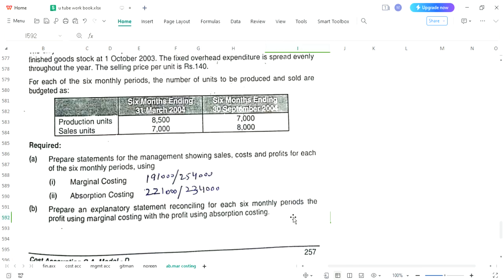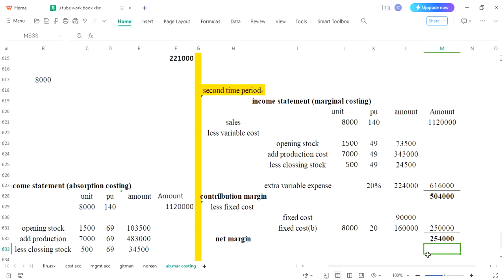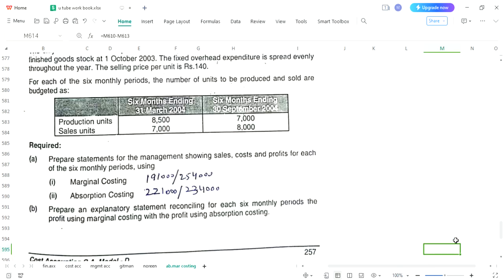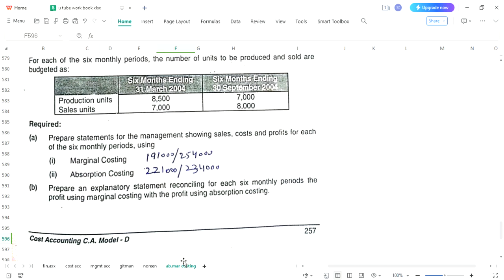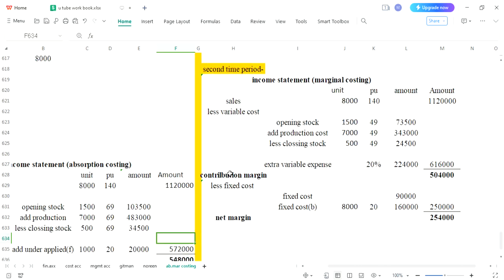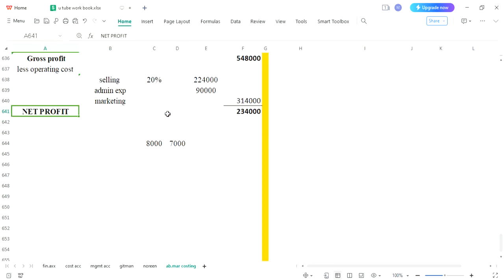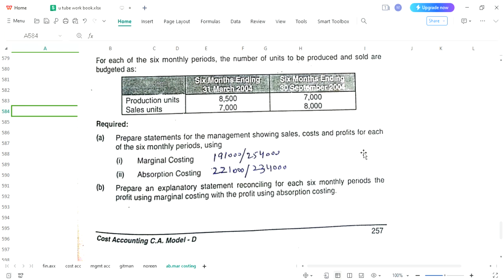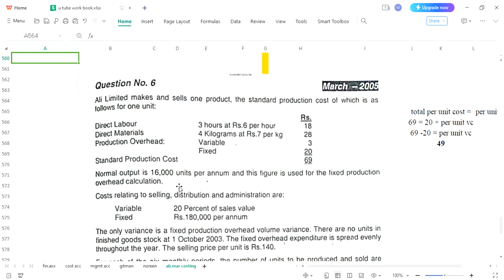So there were four answers: 191 and 254 for marginal costing, and then we have 221 and 234 for absorption. First answer was 221. Here you have calculated that 221, and then we have 234. This is your 234 for your absorption costing net profit. In this way, all four answers are completed, matched, and ultimately our question number, I forgot, question number 6 is completed.